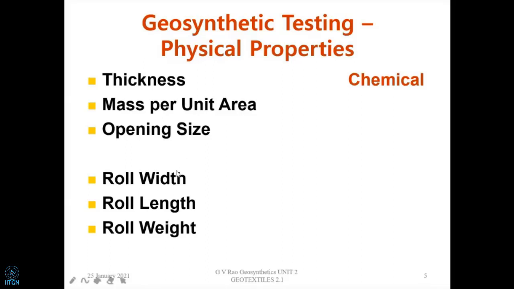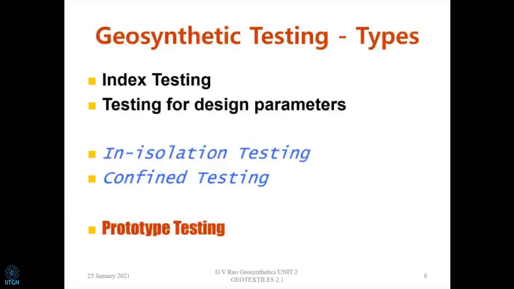Then, of course, what is also important for us is what is the roll width, what is the roll length, what is the roll weight. This is important for us in many different ways. As we keep going, we'll find out how important they are. The next thing is, of course, what kind of testing we are going to do in each one of them. The kind of testing which we are going to look at could be what we call index testing. This is a very important parameter.